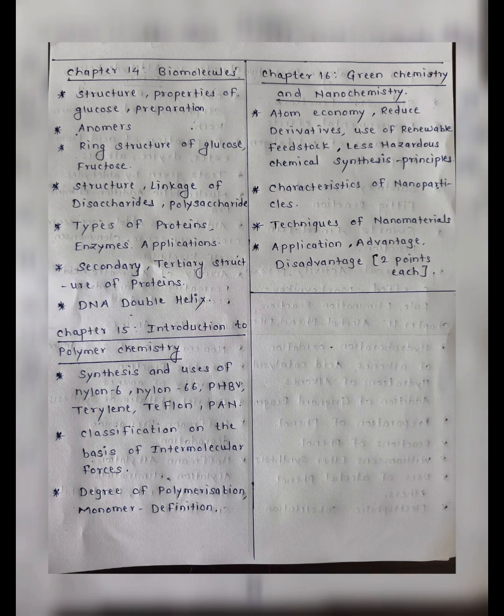Characteristics of nanoparticles are also important, and techniques which are used in the nanomaterials, means which technique is useful for the determination of functional group. So answer should be your FTIR, Fourier transform infrared spectroscopy. Then UV-visible spectroscopy gives us information about what? So it is regarding conjugation. So you have to prepare for this. One chart is given in your textbook, so you have to prepare for it. And last one is application, advantages and disadvantages. So any 2 points are essential for application, for advantages as well as disadvantages.